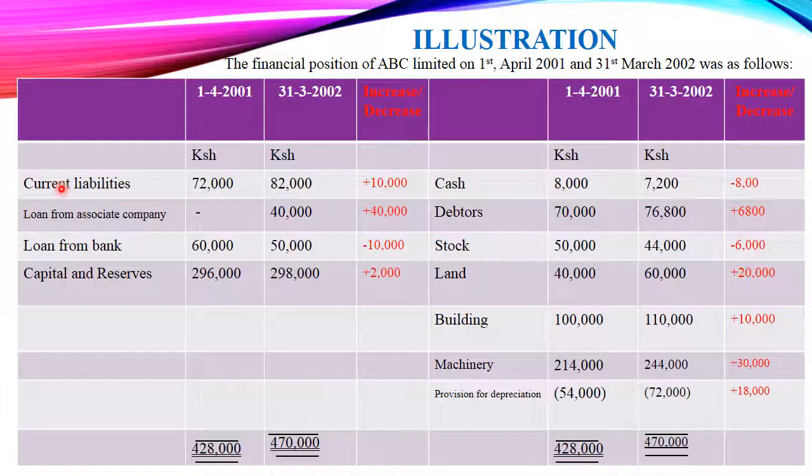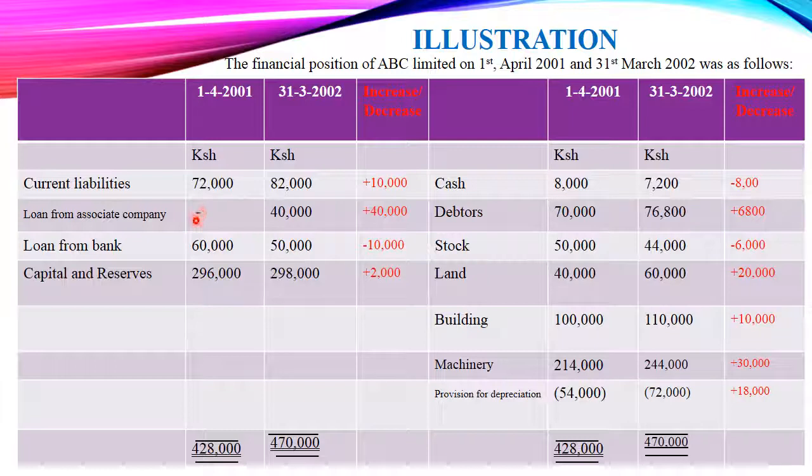For example, if you look at the current liabilities, on 1st of April 2001, the current liabilities were Kenya shilling 72,000. Then on 31st of March 2002, the current liabilities were 82,000. Now the difference between 72 and 82,000 is 10,000, which is an increase. It has moved from 72 to 82. That is an increase of 10,000, and that's why I've put here positive 10,000.